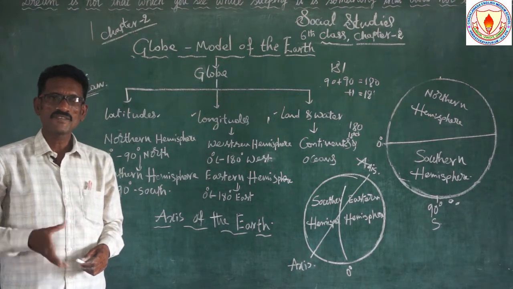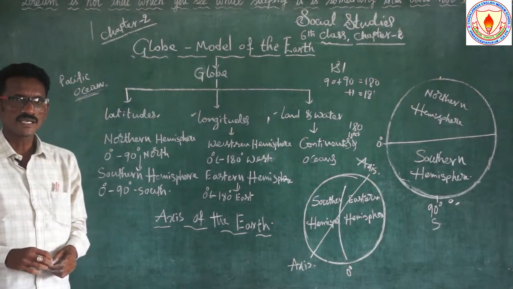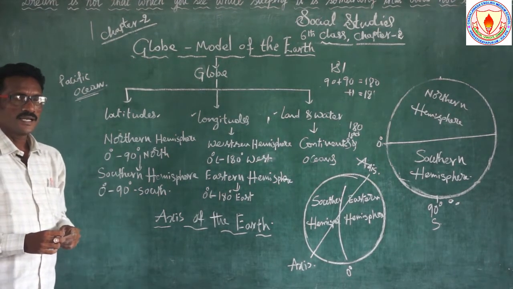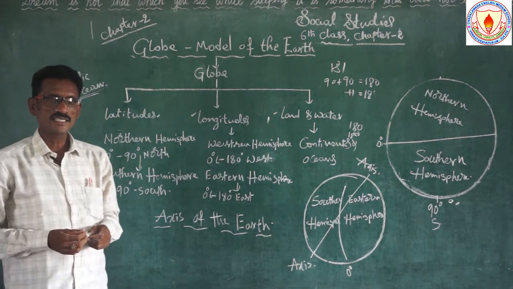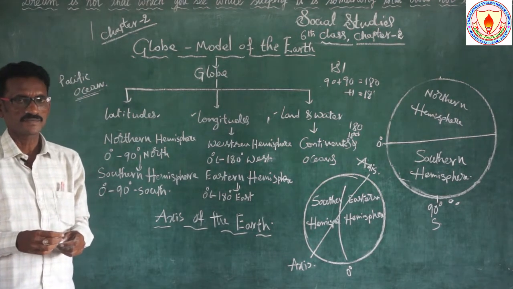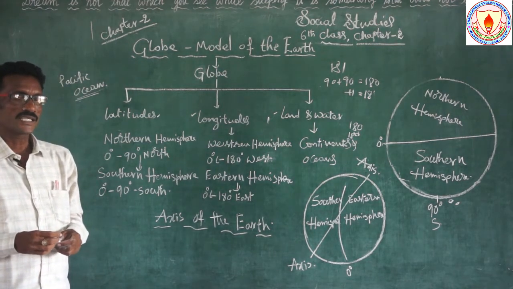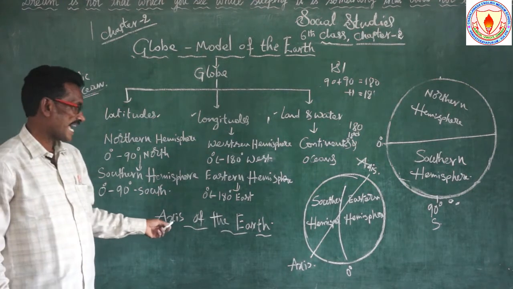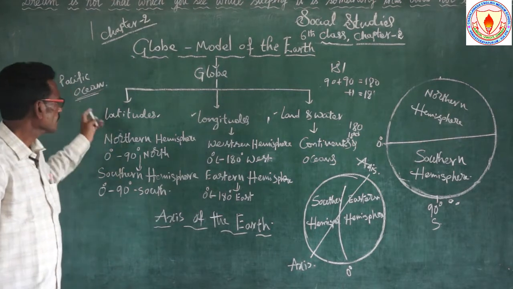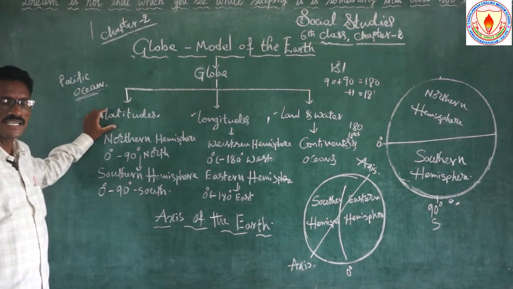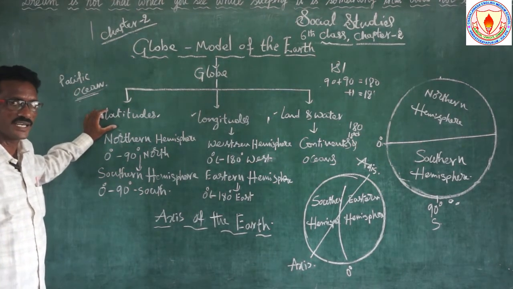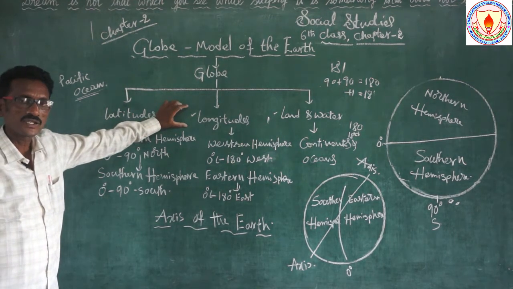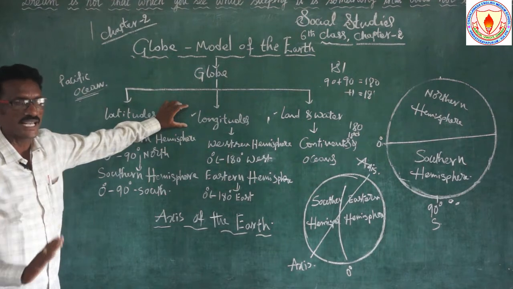So, in the previous class I gave you information about latitudes and longitudes. Latitudes are imaginary lines, and longitudes are also imaginary lines. One more important imaginary line is there, that is the axis. Latitude is one of the imaginary lines drawn on the globe horizontally, and longitudes are the lines drawn on the globe vertically, as straight lines.